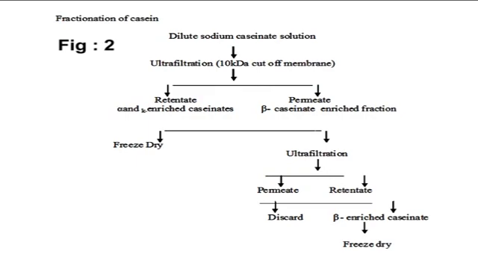Fractionation of casein. Dilute sodium caseinate solution. Ultrafiltration at 10 kilodalton cutoff membrane. Retentate, permeate and enriched caseinates. Beta caseinate enriched fraction. Freeze dry, ultrafiltration, permeate, retentate. Discard beta enriched caseinate, freeze dry.